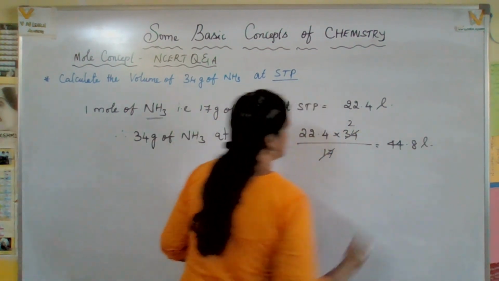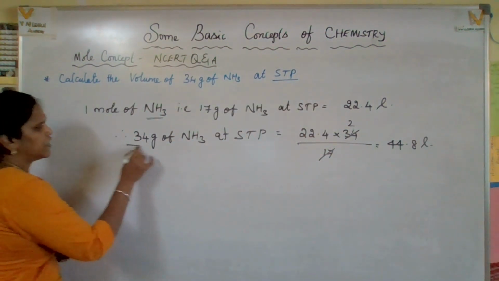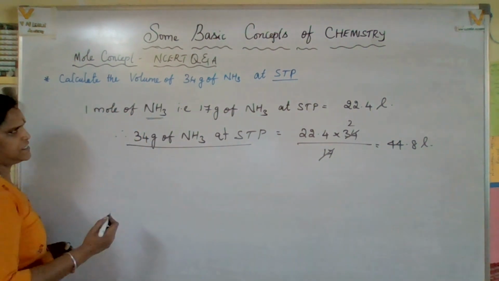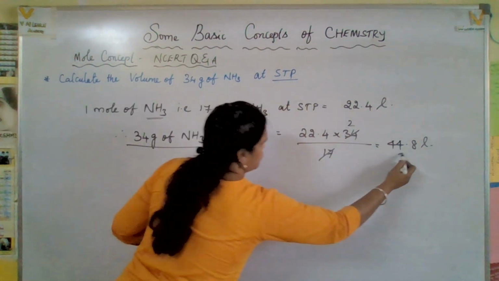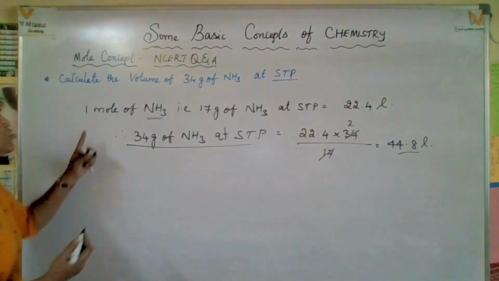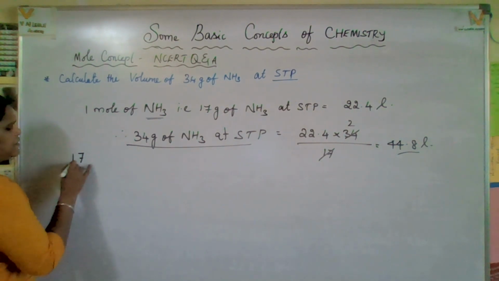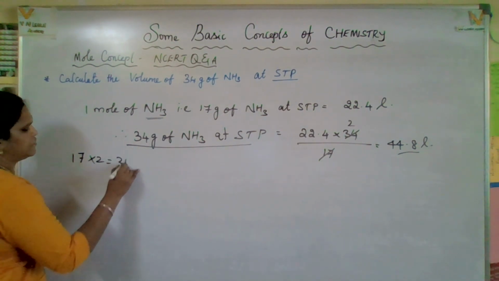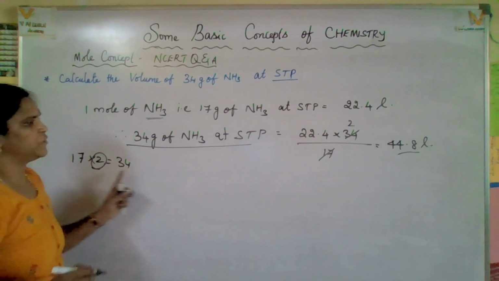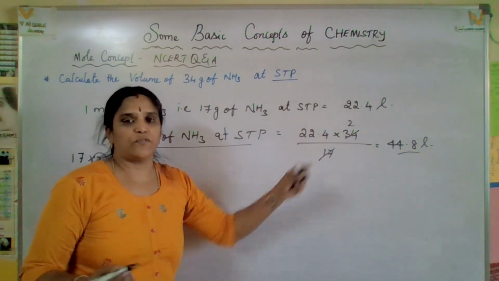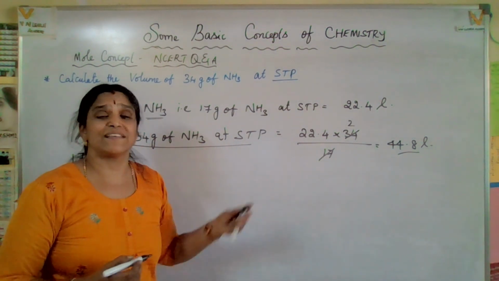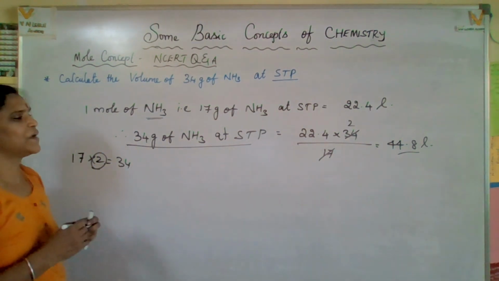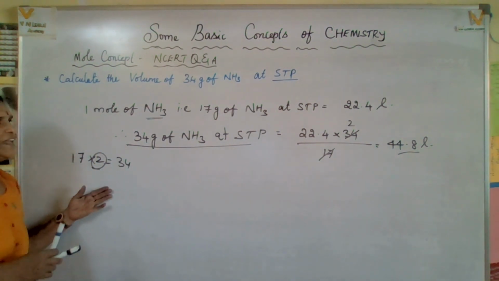44.8 liters. So 34 grams of ammonia at STP contains 44.8 liters. That is 2 moles, 17 into 2 is 34. In this, you will calculate 2 into 22.4 and you will get 44.8. These are all simple and logical ways you can identify. Hope you're clear with this sum.